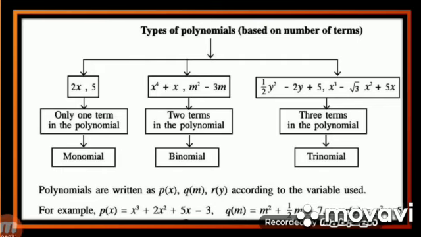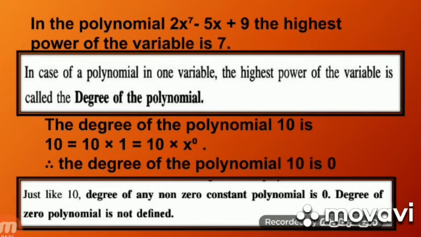Polynomials are written as p(x) or q(m) or r(y) according to the variable used. For example, p(x) = x³ + 2x² + 5x − 3. q(m) = m² + ½m − 7 and r(y) = y² + 5.